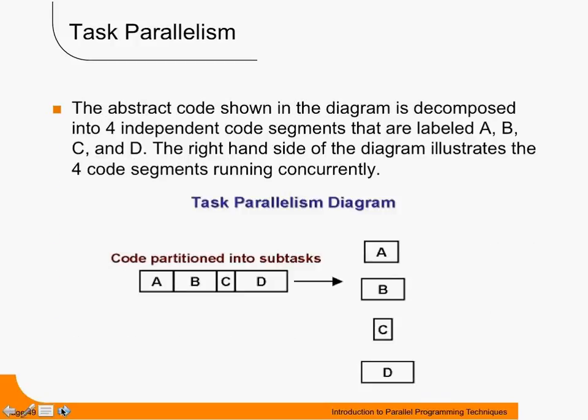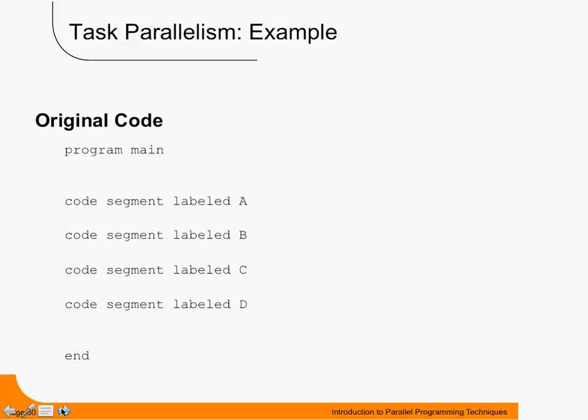Now, in this parallelism you have A, B, and D. It may be possible that different tasks take different time. Let's take an example. Here the original code is serial code, and you have code segments A, B, C, and D.